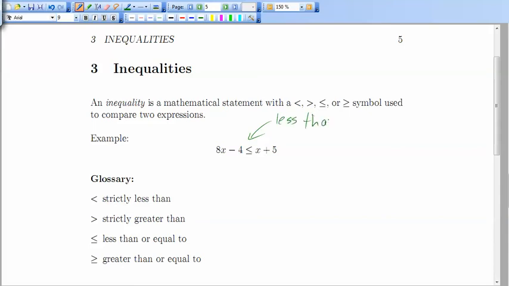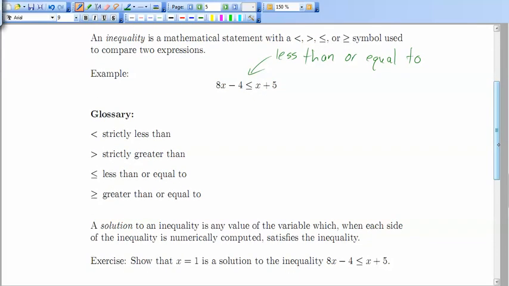So here we have an example where we've got 8x minus 4, perfectly good expression. We have x plus 5, another perfectly good expression. And we want to say not that they're the same, but just that the left-hand side is less than or equal to the right-hand side. And of course, there's 4 different options here. You've probably seen them all at some point in your math career. We can have strictly less than, which means they can't be equal. The left-hand side has to be definitely less than, strictly less than the right-hand side, and so on.